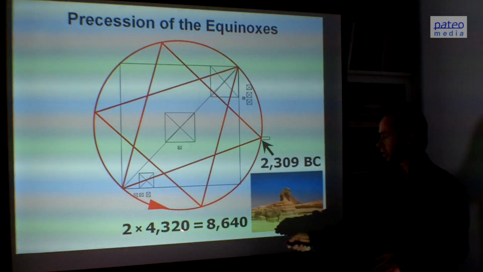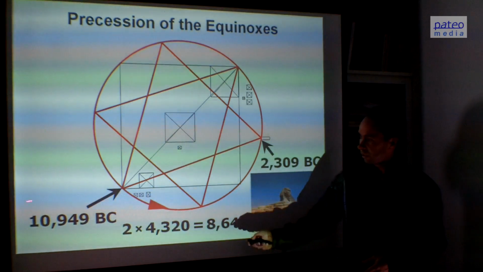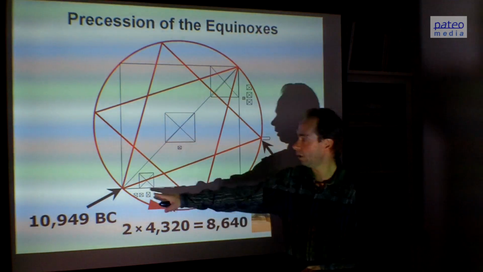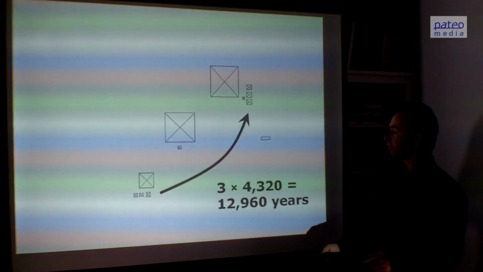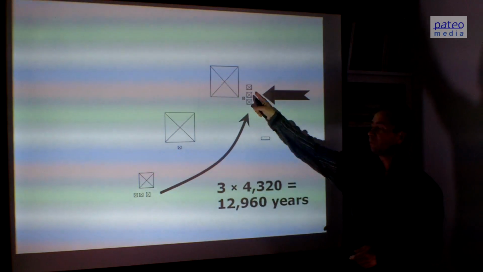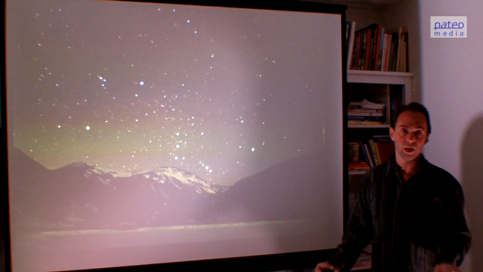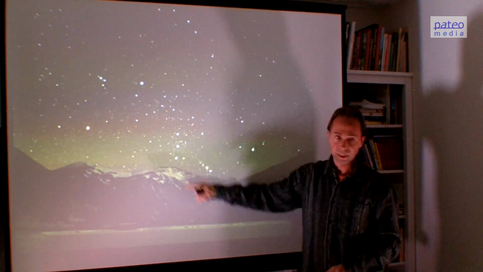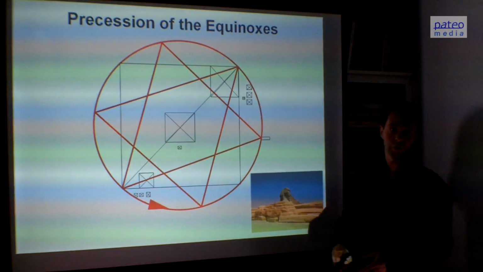So when we go back 2 times this period, 4,320 years, then we come here. 10,949 BC. That was the moment here. That is when Leo started. So that means that after a period, we are now here. After nearly 13,000 years. This is what we should see now. And that is true. When we take a picture of Orion rising, we see this formation. First one, this rises, then the second one, and then the third one. So that means that this is the current time.